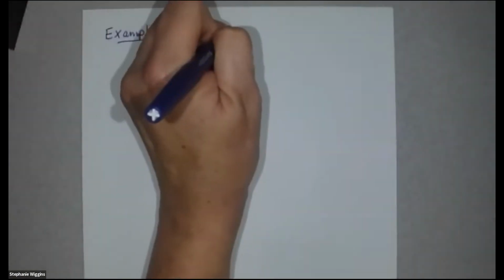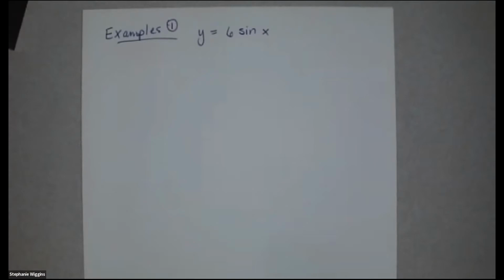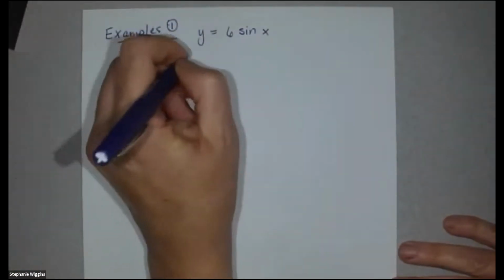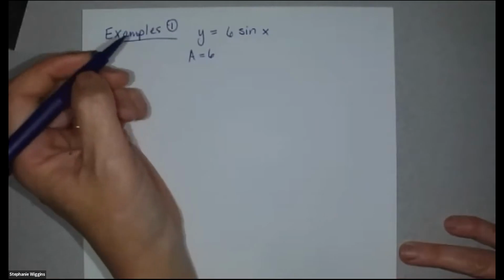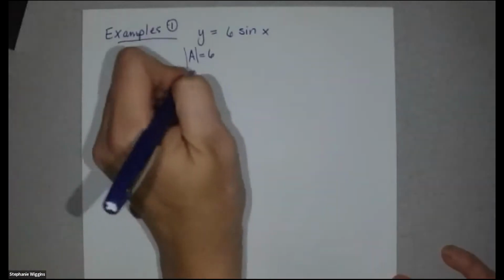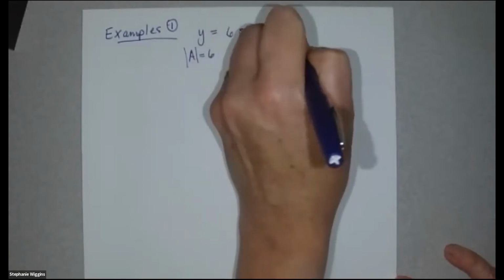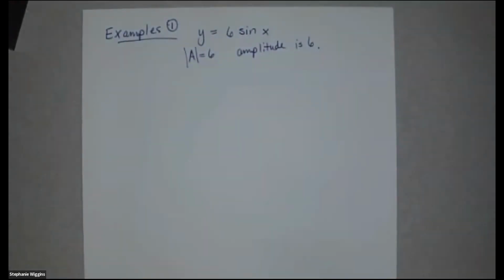So some of the homework problems, they'll give you a function and they'll ask you questions about it. So for example, if y equals 6 sine x, okay? The amplitude is 6, so A equals 6, and so therefore the absolute value of A equals 6, and so that means that the amplitude is 6. All right.